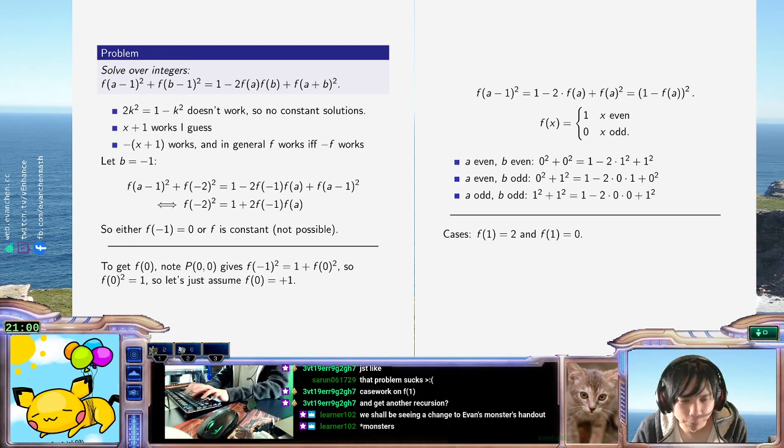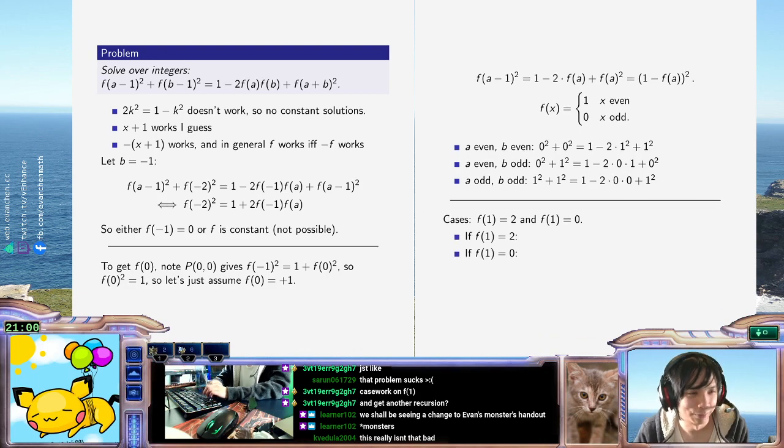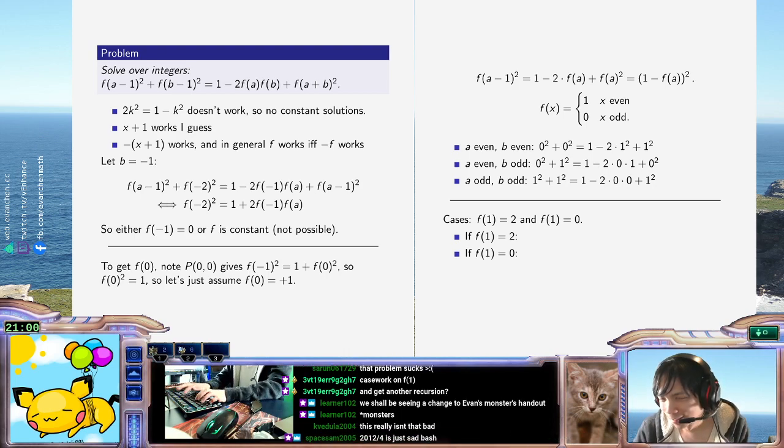Yeah, this is definitely going on monsters. 100%. I agree this is not that bad. I mean, IMO 2012 4 is also not that bad. Not that bad. With quotes.